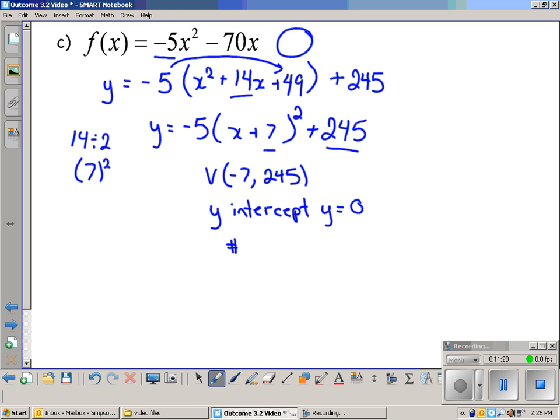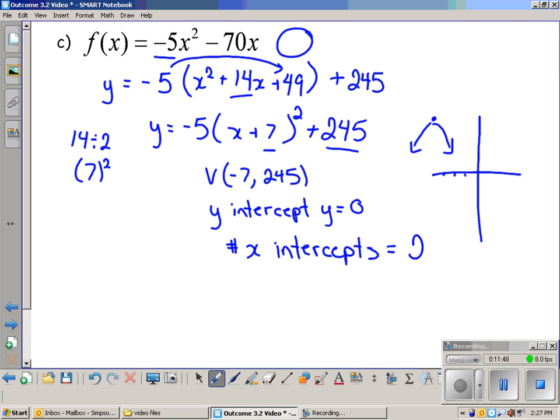The number of x-intercepts, doing a quick sketch. Our vertex is negative 7, so over here and way up at the top. The a value is negative, so my parabola is going to open down. And so eventually we will end up with 2 x-intercepts.